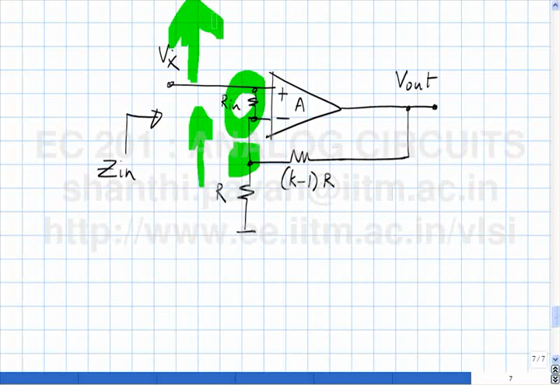Please note that it comes out of the math. That's not the point here. So you can see that as the loop gain tends to infinity, the behavior of the voltage controlled voltage source will approach that of an ideal VCVS, where the input impedance becomes infinite, the output impedance becomes 0, okay, and so on.